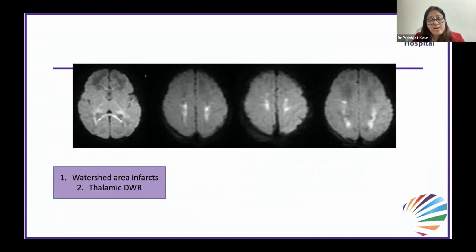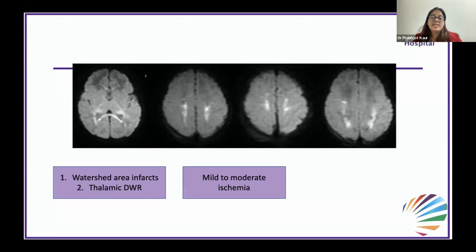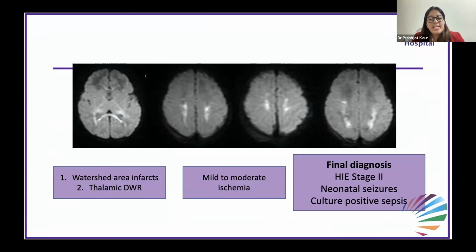So we had watershed area infarcts with thalamic diffusion restriction, which is actually consistent with mild to moderate hypoxic ischemic encephalopathy. So probably during the vacuum assisted delivery, which would have happened because it was a difficult delivery, the baby would have undergone mild to moderate hypoxia. And again, it is a little uncommon for the baby to have seizures because of mild to moderate HIE, stage two by day five. But the baby persisted to be encephalopathic till day five, had a seizure, and subsequently improved. So the final diagnosis we had was HIE stage two with neonatal seizures and culture positive sepsis.